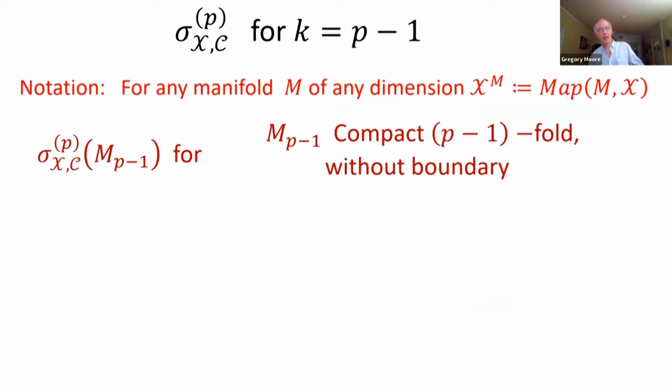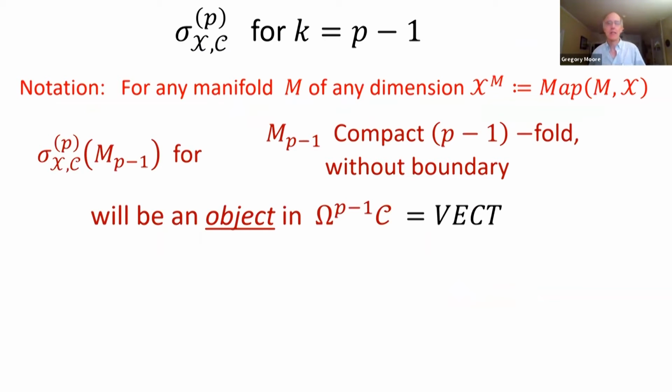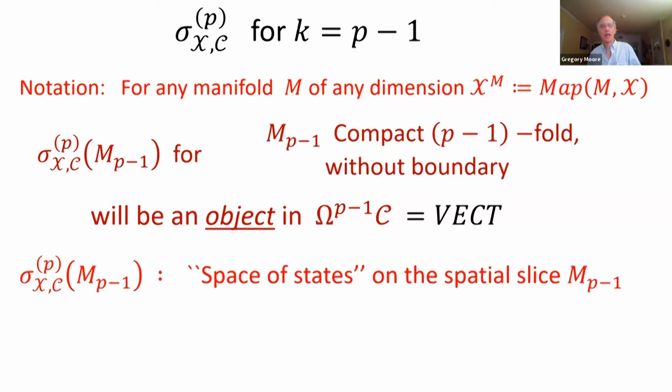Just to reiterate what I said on the previous slide, the value of our field theory on a (P-1)-dimensional compact manifold without boundary will be an object in the (P-1)-looping of C, which we agreed will be the 1-category of vector spaces. In other words, the value on M_{P-1} will be a vector space. It's called the space of states on the spatial slice, M_{P-1}.